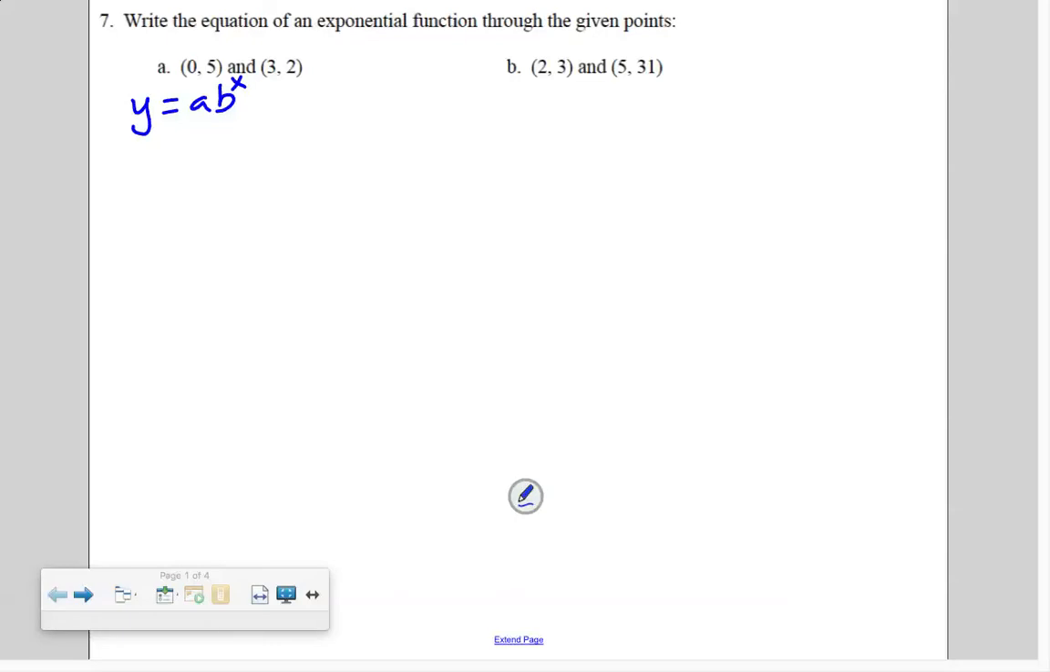So if we plug each point in separately, we get 2 equations. We get 5 is equal to a times b to the 0, and we get 2 equals a times b to the 3rd. We now have a system of equations in 2 variables, a little different than the linear systems that we did back in algebra, but still doable using similar methods. Here, for the first equation, we have b to the 0 power. Fortunately, that's just equal to 1. So right away, we know that a is equal to 5.